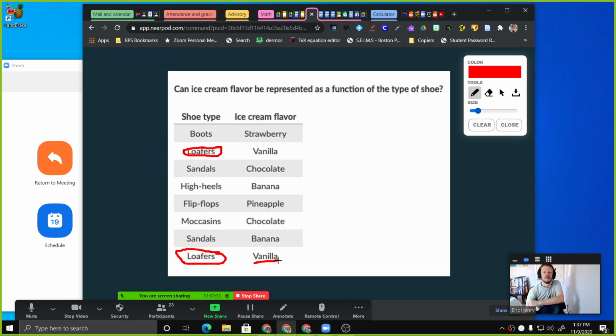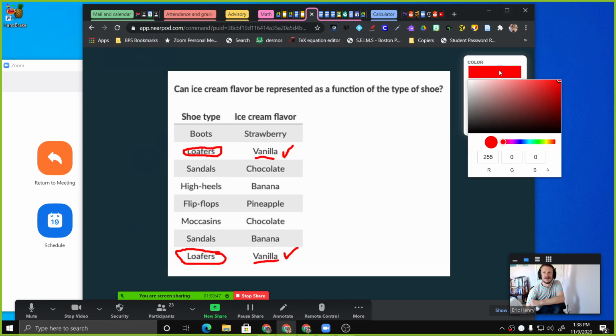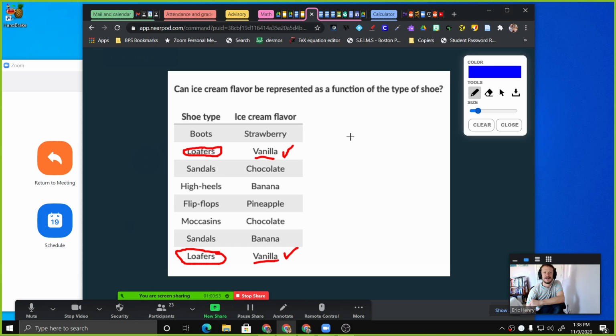Oh, maps to vanilla. Maps to vanilla. Okay, so that looks fine. Wait, what about chocolate? I'm going to encourage you. I hear some people saying it is a function, right? Loafers works. It's kind of a trick because loafers shows up twice in the domain. Oh, but it actually maps to the same thing. So it really only shows up once. Loafers only maps to vanilla.